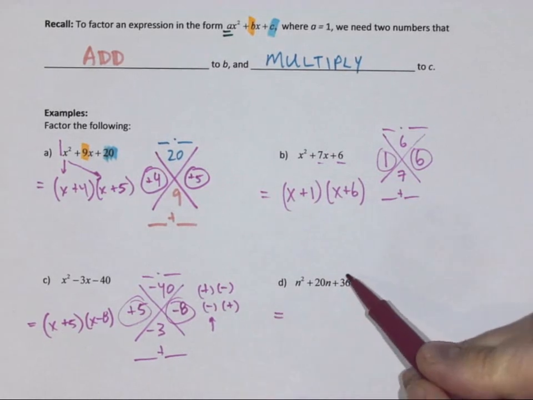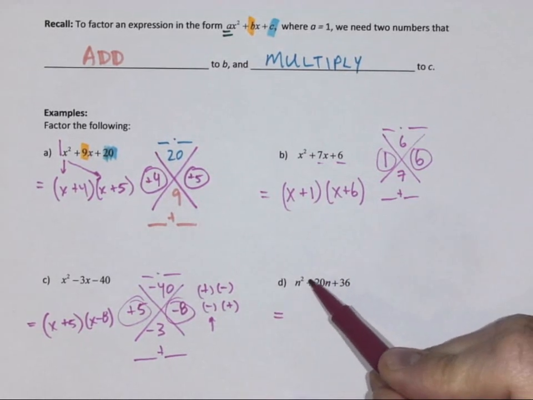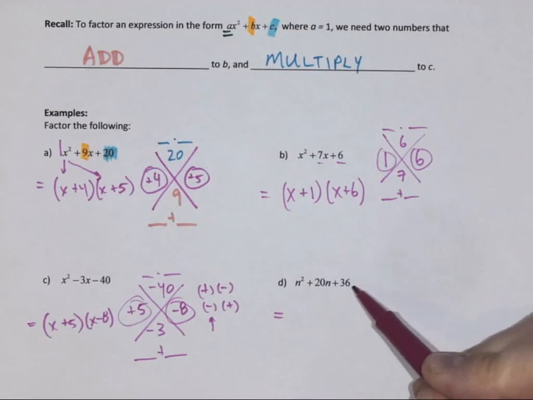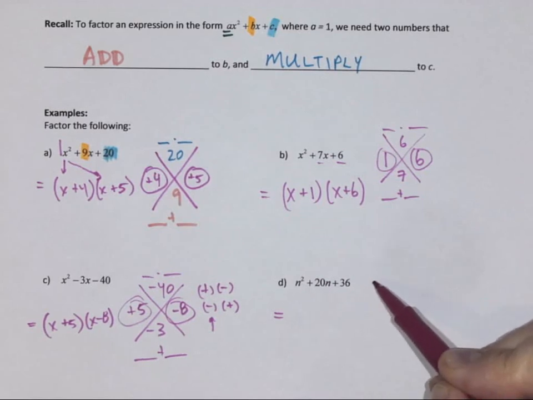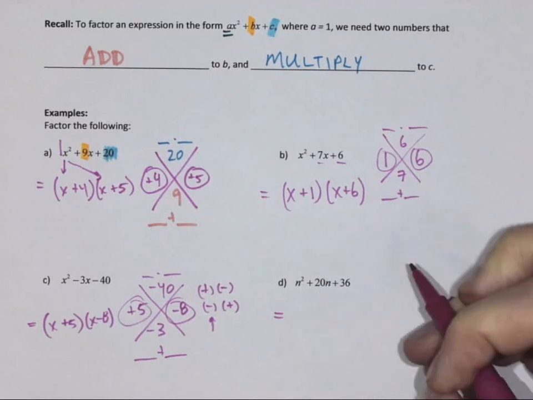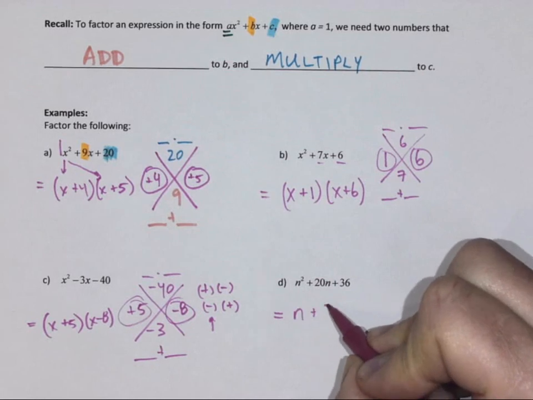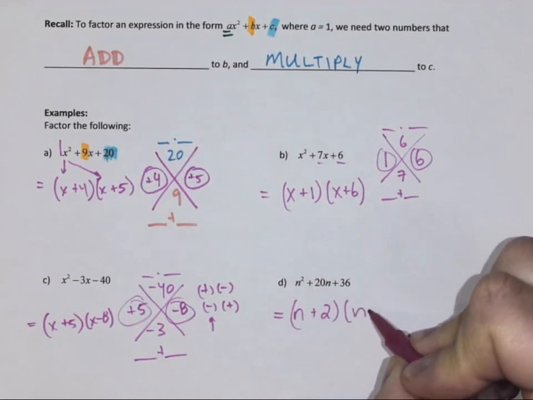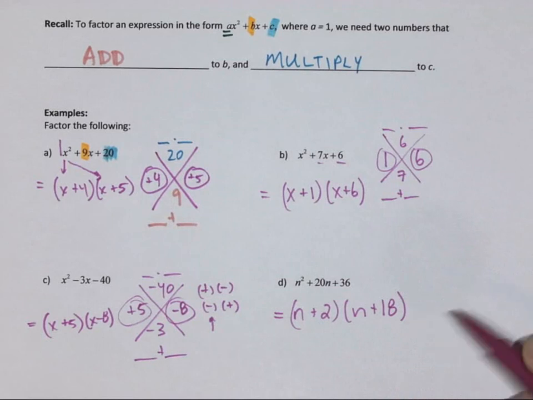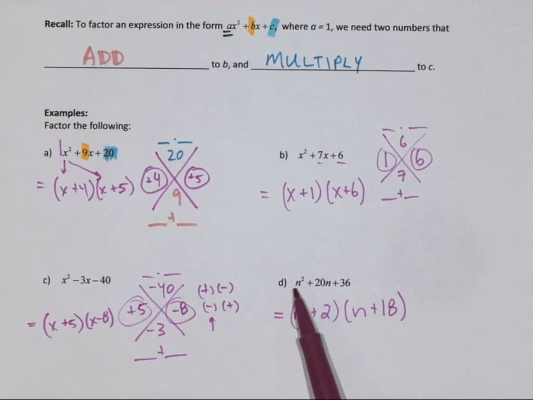So in my head, I need two numbers that multiply to 36 and add to 20. 1 times 36, 2 times 18. Ooh, 2 and 18 add to 20. And those are simple trinomials. Again, simple meaning that the coefficient in front of the leading term is 1.